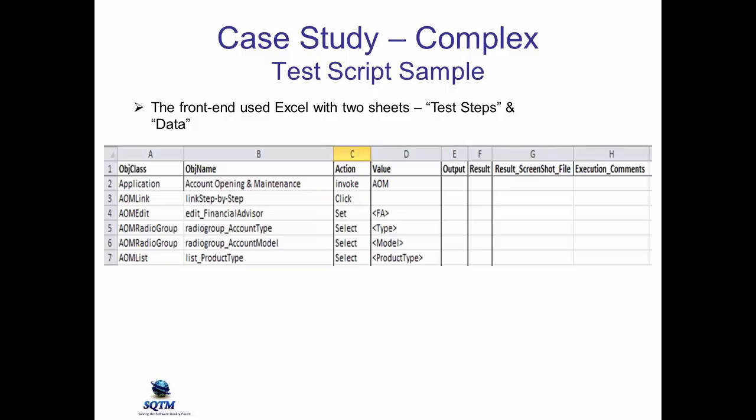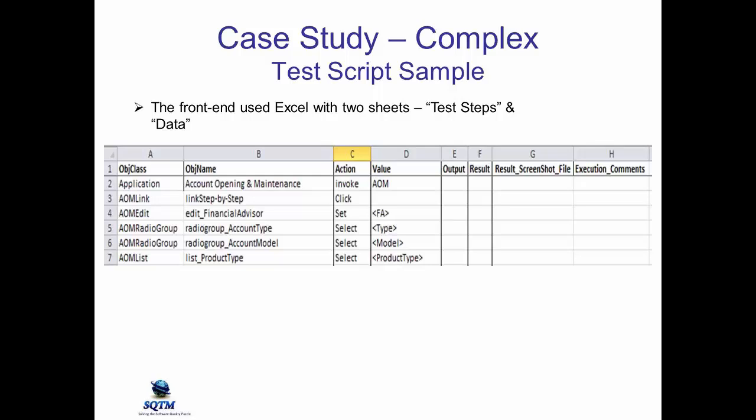Again, a very complex back end. So there are two sheets. I don't show them here, but there was a test steps sheet, this is the test step sheet, and then there was a data sheet. The data sheet simply contained the parameters and the values under there. So if you look at column D, the carets around the FA and type and model and product type told the framework that that's not the value to enter in there. That's a reference to the parameter on the data tab. So the framework would go to the data tab, look for the FA column, and pull the value for that iteration onto there. So very nicely data driven.